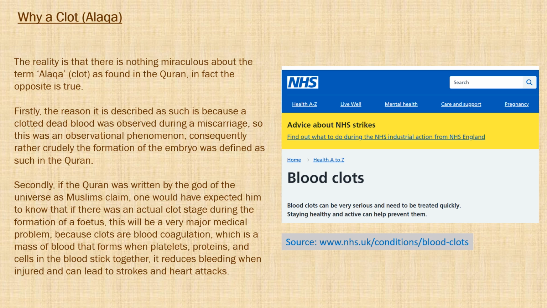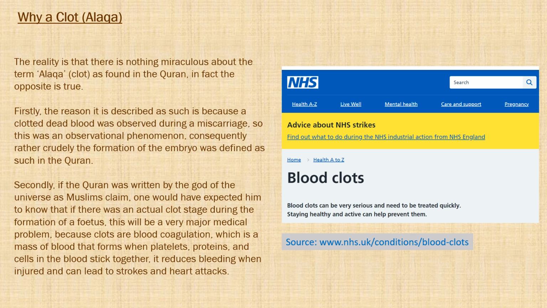Miracle advocates hold on to the word alaqa, incidentally as they do with any other Quranic word or sentence, and try to make out of it something that really isn't there, often by claiming it is scientific and miraculous because it was unknown to the world before the Quran ever mentioned it. The reality is that there is nothing miraculous about the term alaqa as found in the Quran. In fact, the very opposite is true.